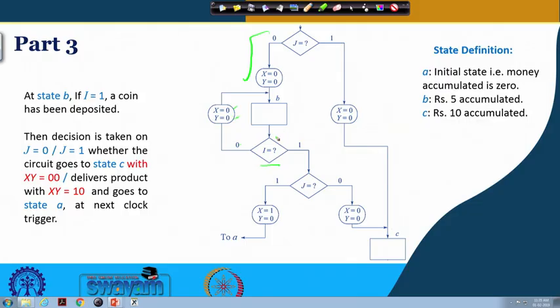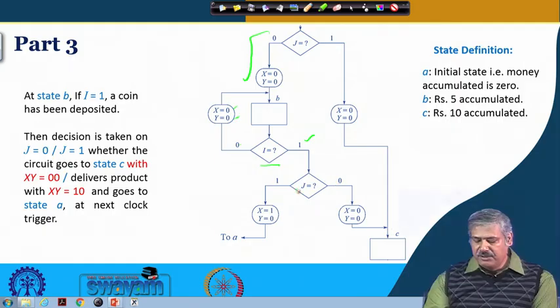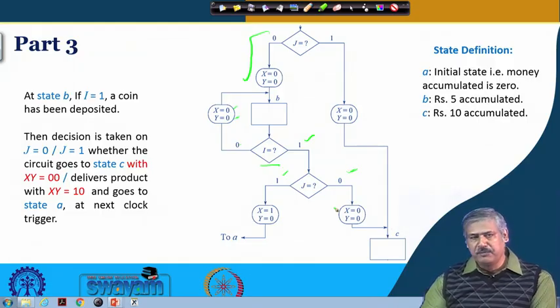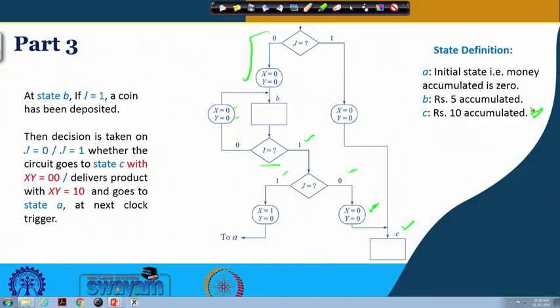But at state B, if I is equal to 1, that means a coin has been deposited, then there are two choices. For j is equal to 0 and j is equal to 1, two things will happen. If j is equal to 0, that means earlier there was rupees 5 and another rupees 5 has been received. So it is rupees 10, and still it is not the case of delivering a product. So x is equal to 0 and y is equal to 0, as it has not reached rupees 20. Rupees 5 and rupees 5, now it is rupees 10, so it has to go to state C. State C signifies rupees 10 has been received, isn't it?